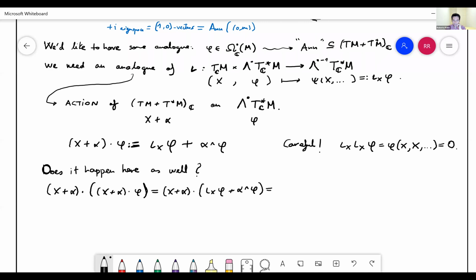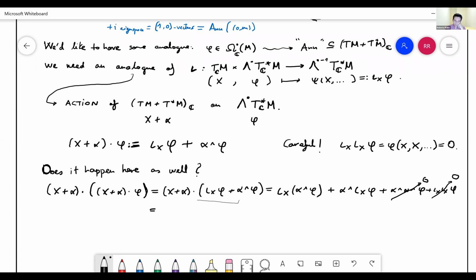And now ix of this whole thing. This is going to be a derivation; I will do it later. And now I have plus alpha wedge ix phi. And look, here I'm lucky because alpha wedge alpha is 0. And there was this other term, which was ix ix phi, which is also 0. Okay, let me develop this.